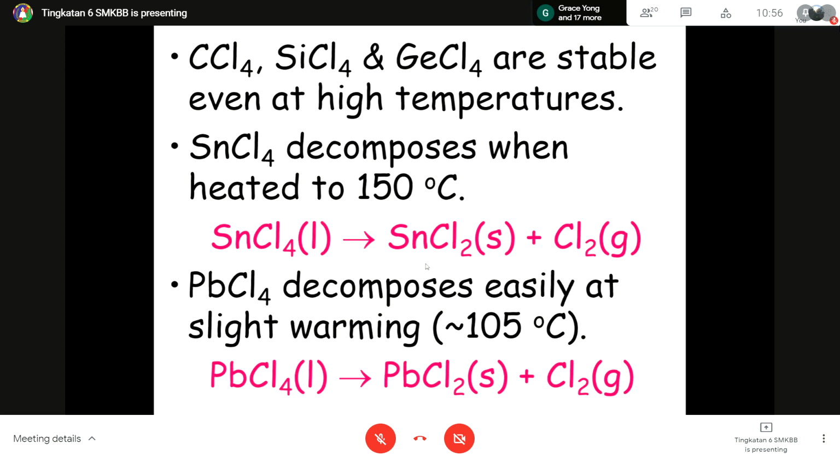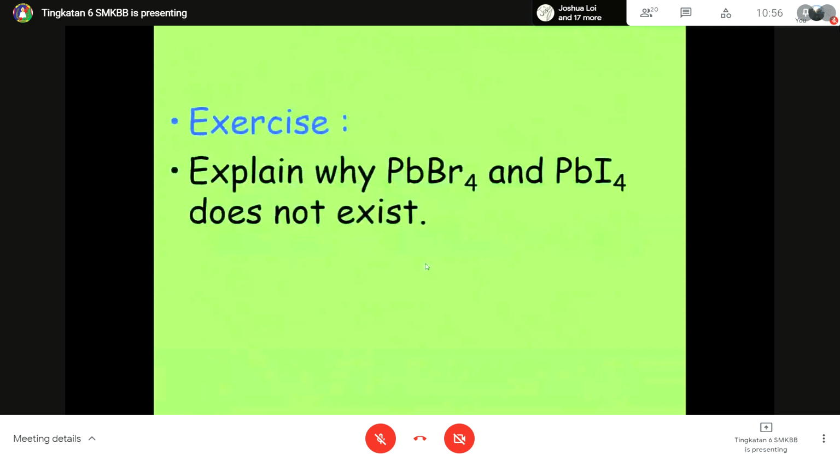Okay, so that is thermal decomposition. Very obvious, going down the group, the thermal stability decreases, where their tetrachlorides decompose more easily going down the group.